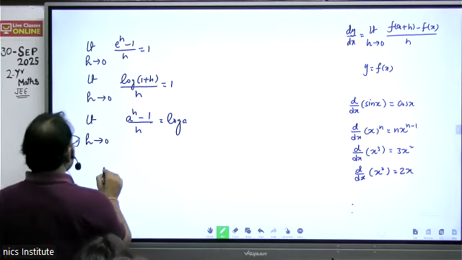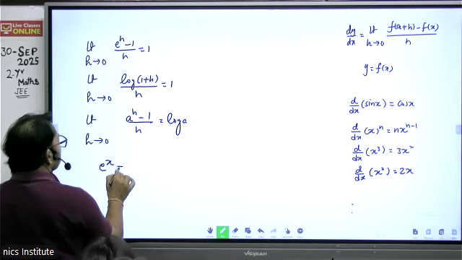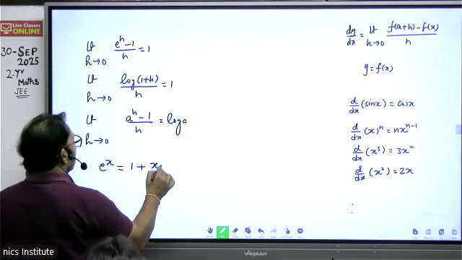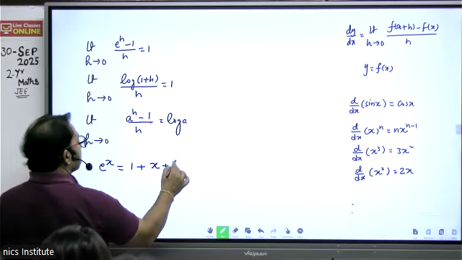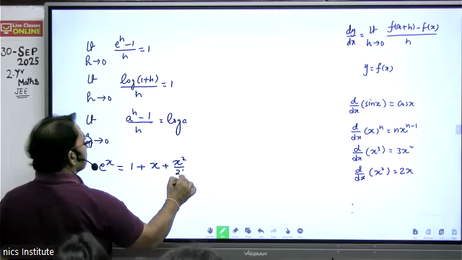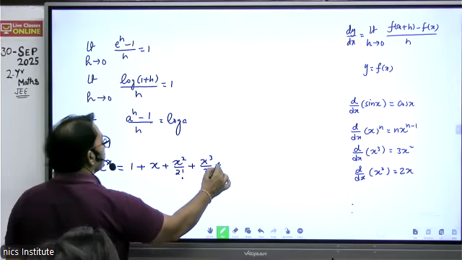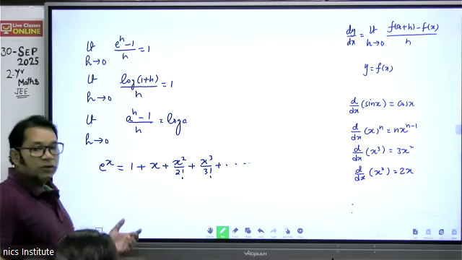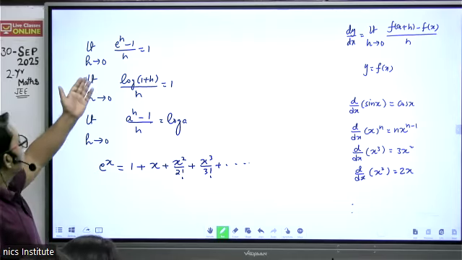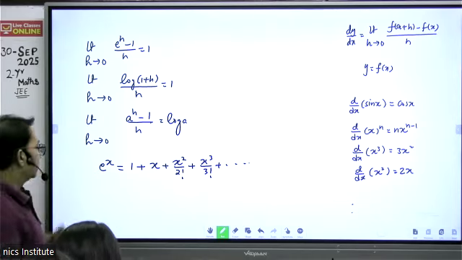To get these, you should know these expansions. e to the power x is 1 plus x plus x square by 2 factorial, x cube by 3 factorial, and so on. So using this expansion, if we substitute e to the power h over there and simplify, you get this answer.